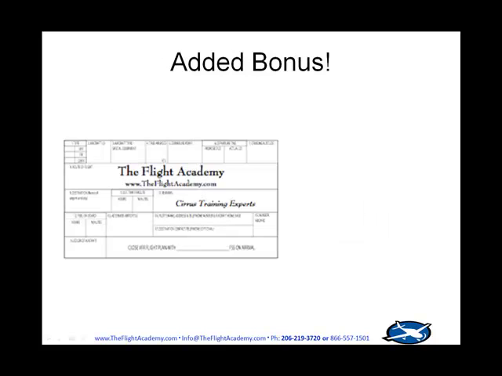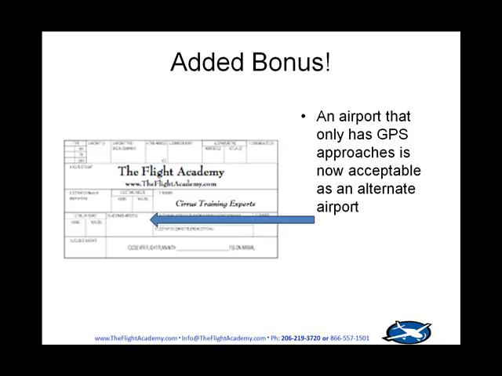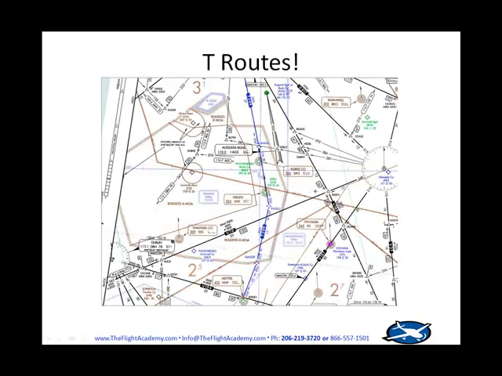As an added bonus, WAAS allows us to file to any airport which has only GPS approaches as an alternate. Before WAAS, we couldn't do that. Another nice benefit is WAAS allows us to file and fly T routes, shown here in blue. These are GPS-only airways. They often allow us to take shortcuts and fly lower than on normal airways between VORs. Also available are Q routes, which are high-altitude GPS airways.